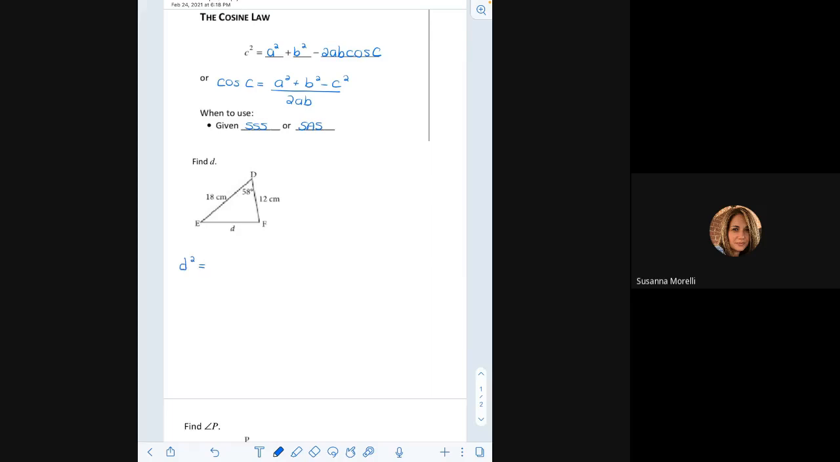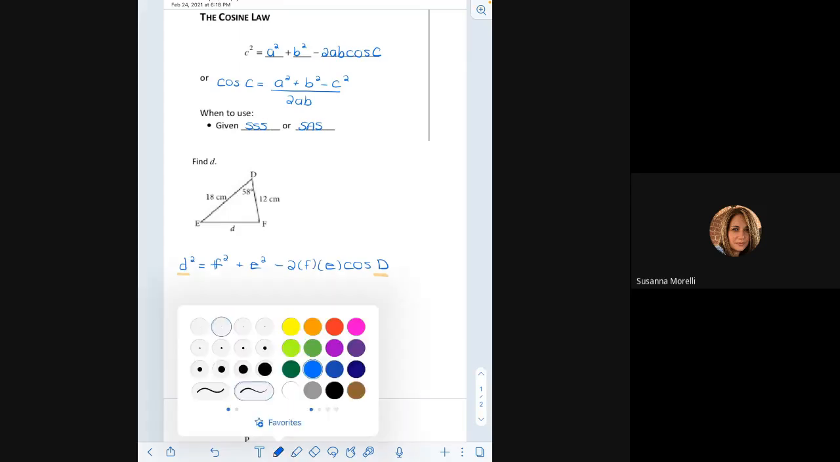So the formula would be D squared is equal to F squared plus E squared minus 2F times E cos D. Okay, so notice here, that side D and angle D. Okay, it's always going to work like that. Okay, so let's plug in what we know.